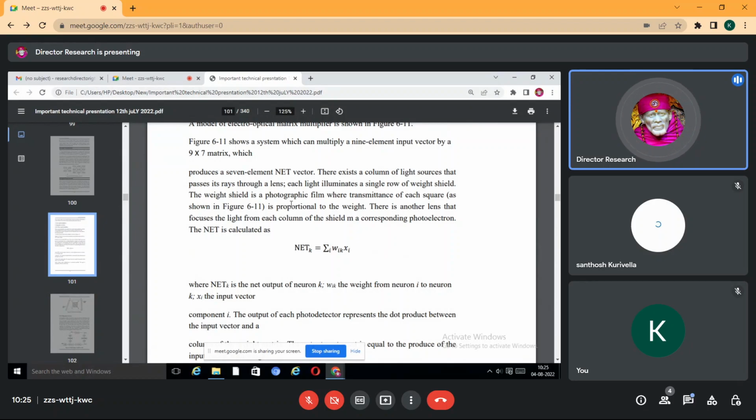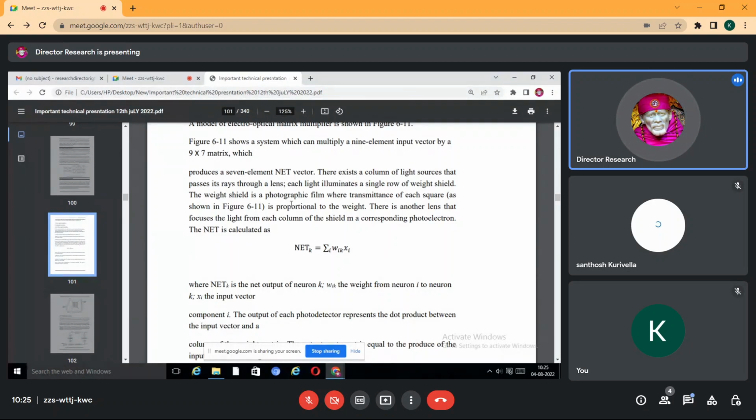The white shield is a photographic film where the transmittance of each square is proportional to the weight. There is another lens that focuses each column of the shield onto a corresponding photodetector. Please try to understand, there are two lenses here.